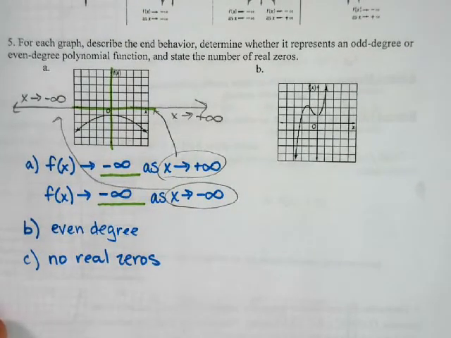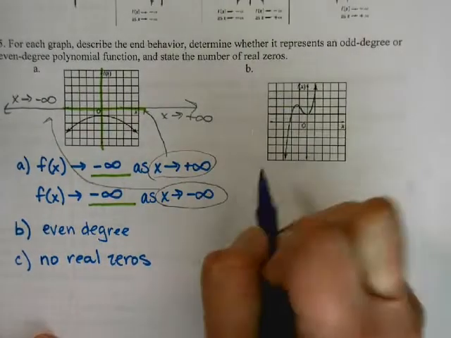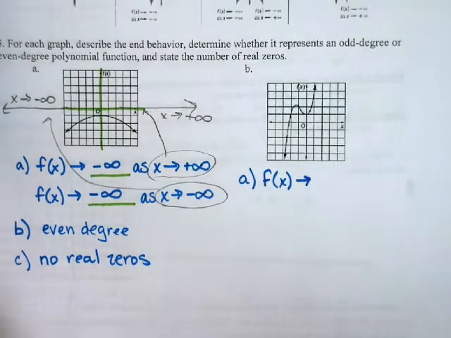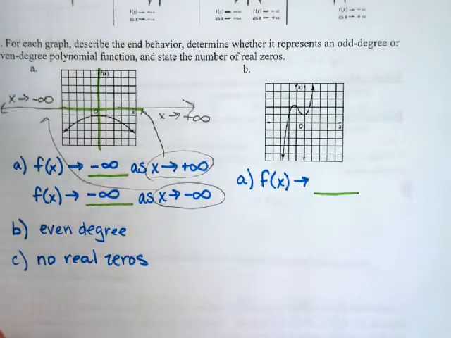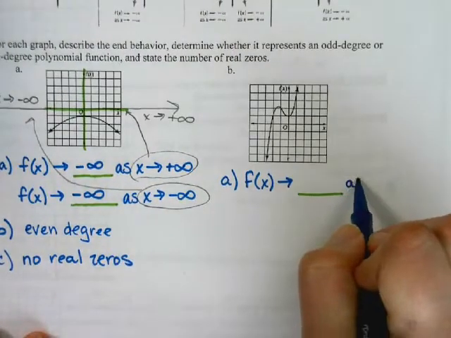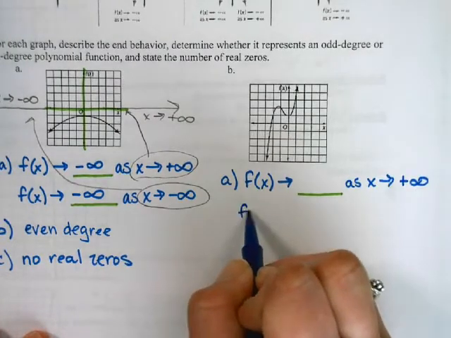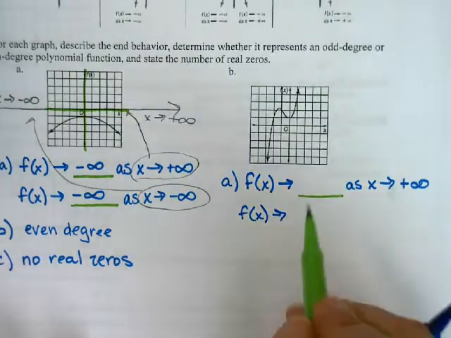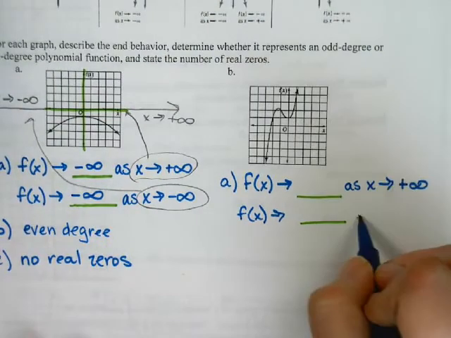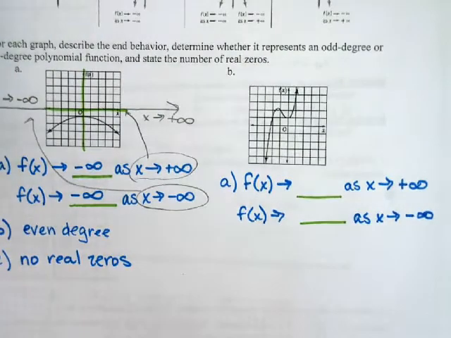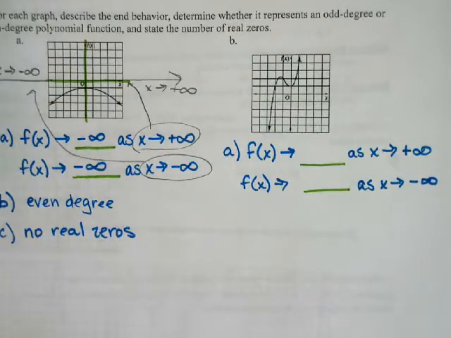Okay, are you up for trying B on your own? Should we do it together? Let me start it. Let me fill in the blanks for you. So, my function goes to blank as x goes to positive infinity. My function goes to blank as x goes to negative infinity. Okay, try that.